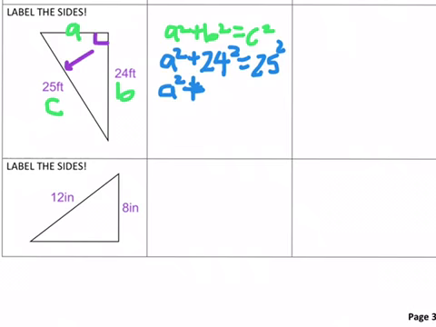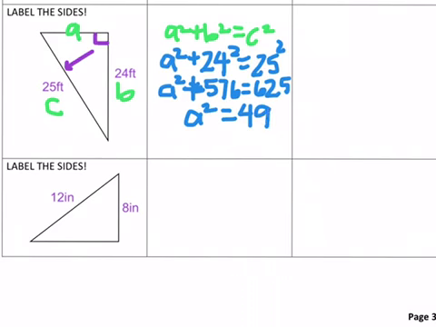Whoops, I accidentally put an equal sign. I meant plus 576 equals 25 squared, which is 625. All I did was 25 times 25. Okay, now to get our a squared by itself, we need to subtract 576 from the other side. So when we do that, we get a squared equals 49.